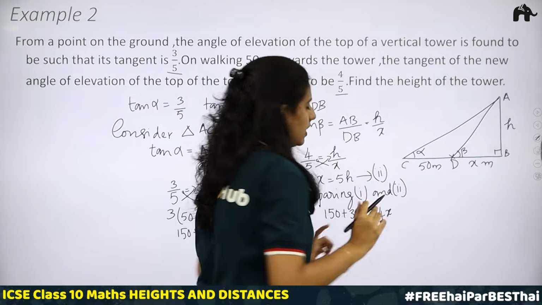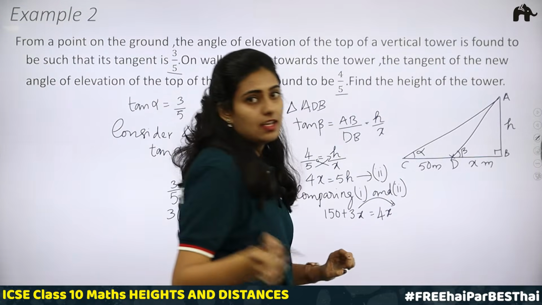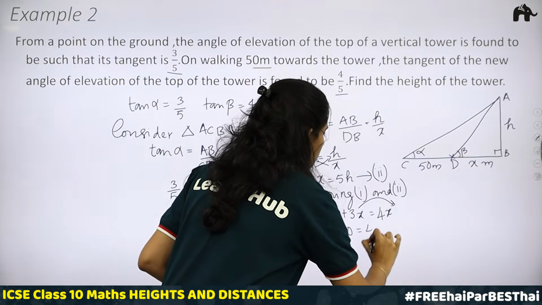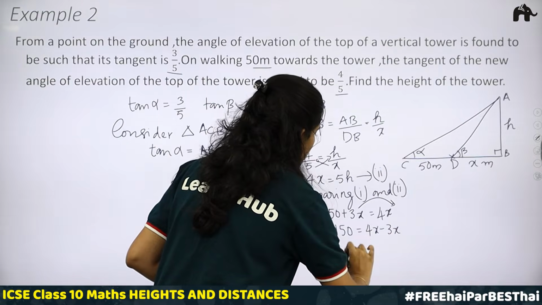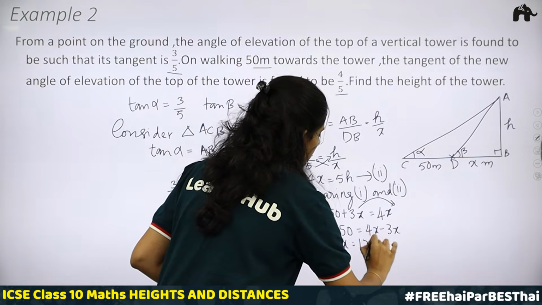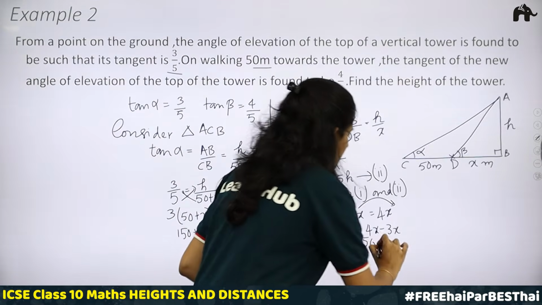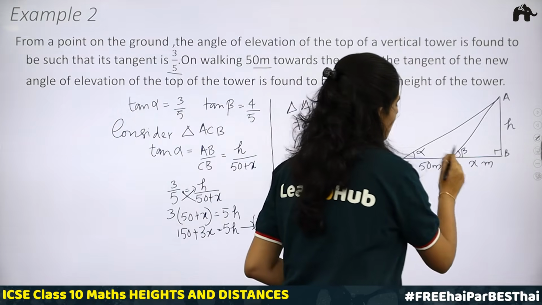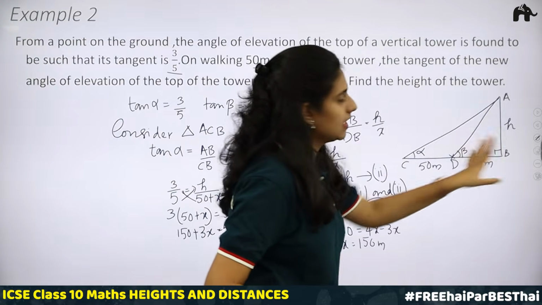Now, taking all the variable containing terms to one side, shifting this 3x to the right hand side, we get 150 is equal to 4x minus 3x, or x is equal to 150. 4x minus 3x is x and x will be equal to 150 meters. What is x? X is the distance of the second point from the tower.